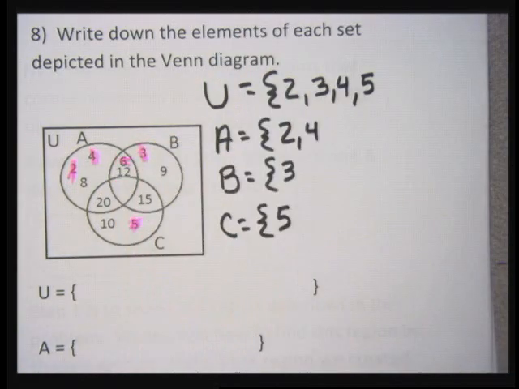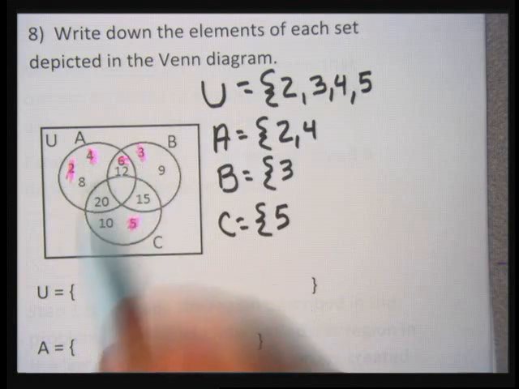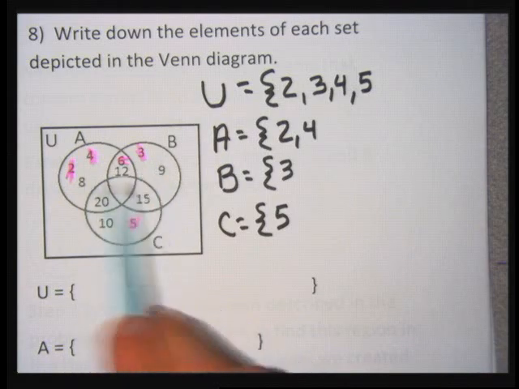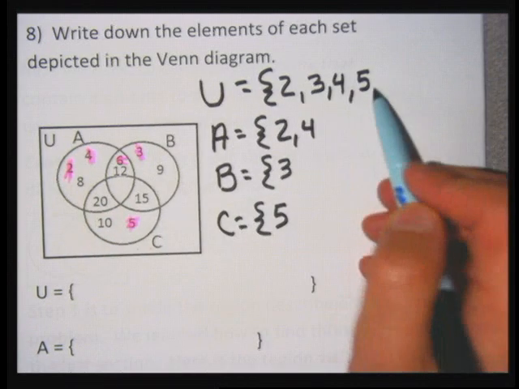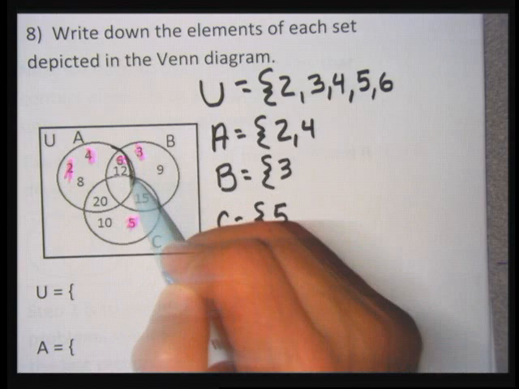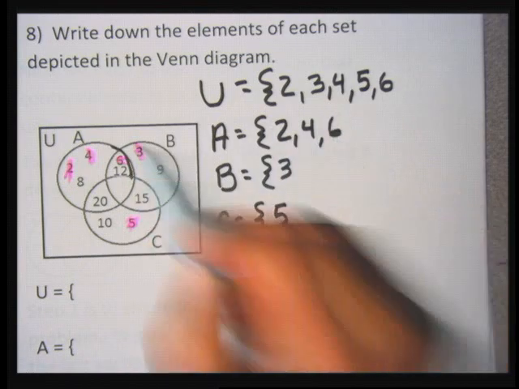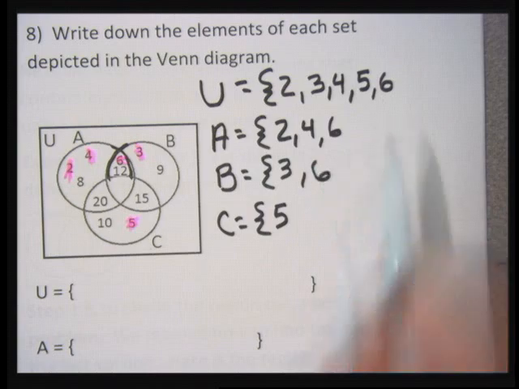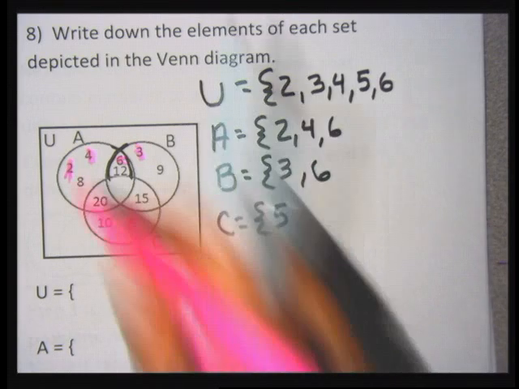6 is in A, B, and the universe. So 6 is in the overlapping part of A and B. The only thing that it's not in is the C circle. So I'm going to put 6 in the universal set, I'm going to put it in set A, and I'm going to put it in set B. There's no 7, so I'll move to 8.